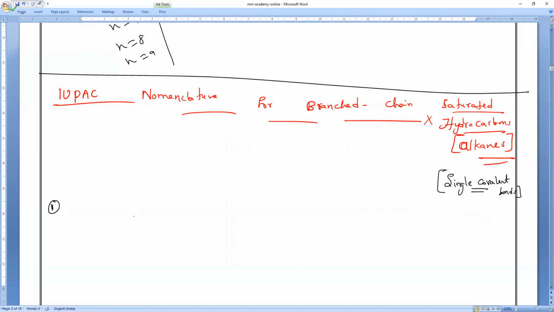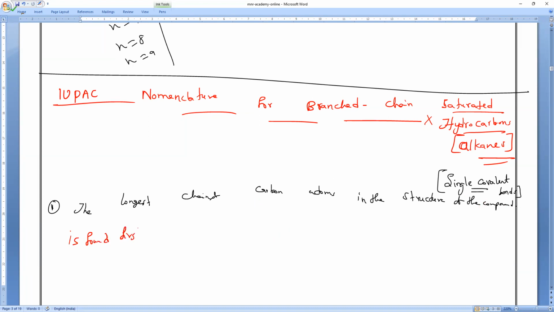Rule number one: find the longest chain of carbon atoms in the structure of the compound. We should remember these rules while answering the IUPAC nomenclature of branched chains. The longest chain of carbon atoms in the structure of the compound is found first. That is your primary thing.